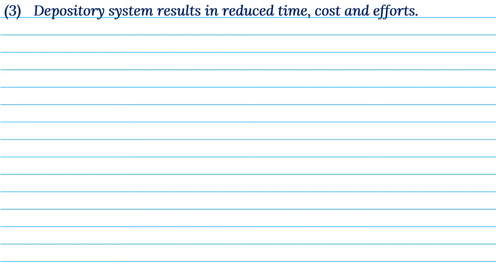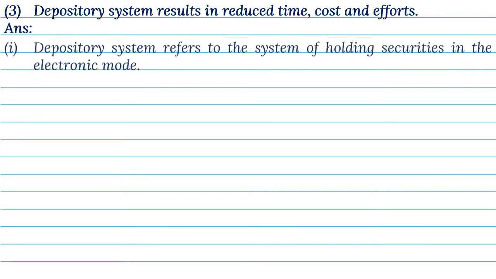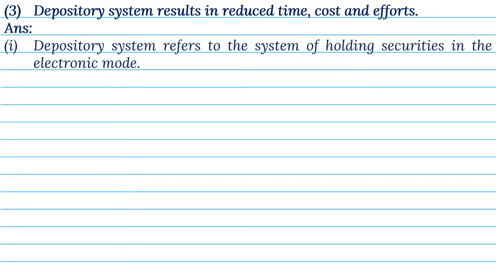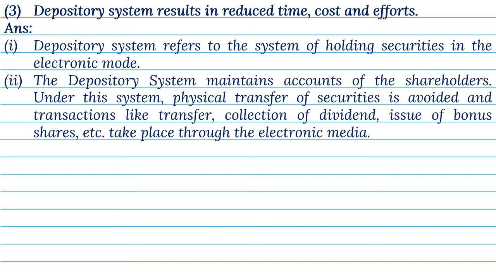3. Depository system results in reduced time, cost, and efforts. Answer. 1. Depository system refers to the system of holding securities in the electronic mode. 2. The depository system maintains accounts of the shareholders. Under this system, physical transfer of securities is avoided, and transactions like transfer, collection of dividend, issue of bonus shares, etc., take place through the electronic media.